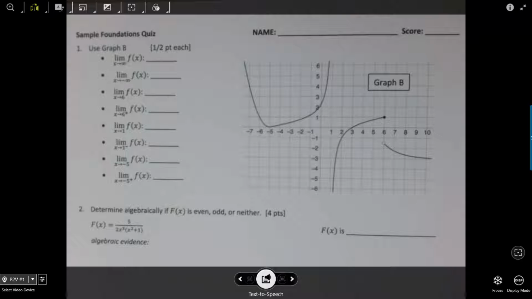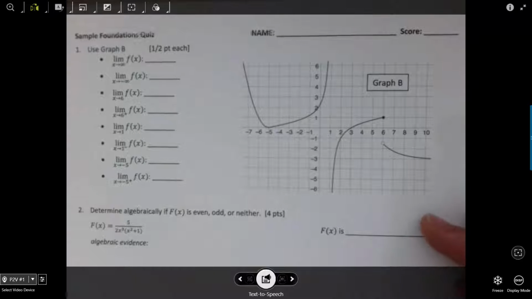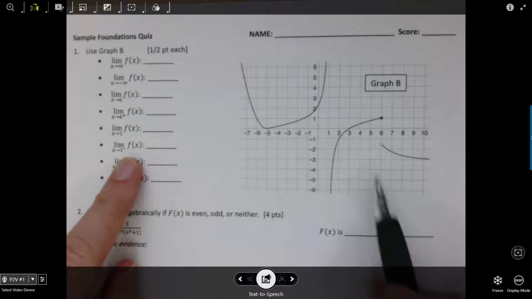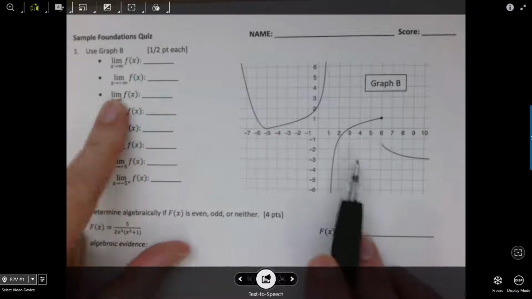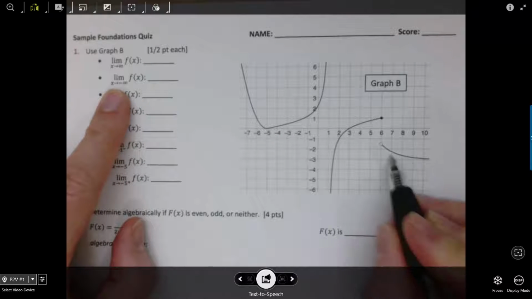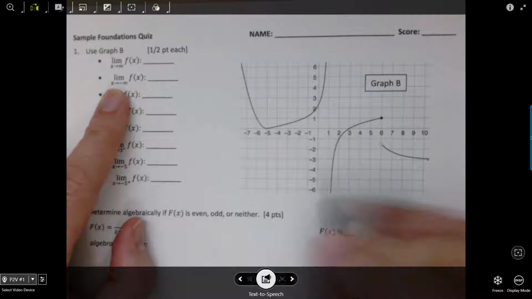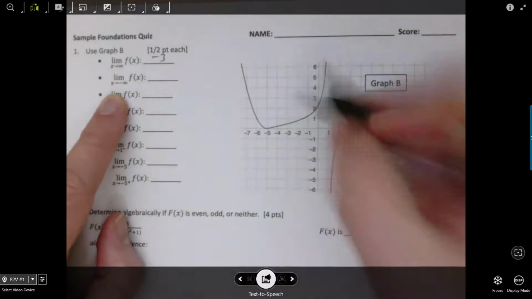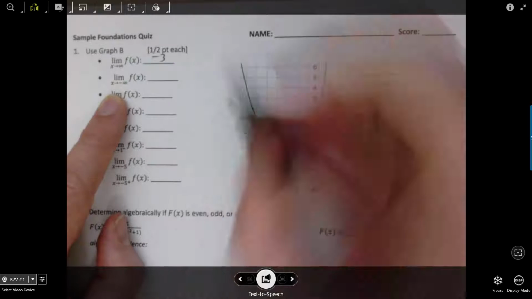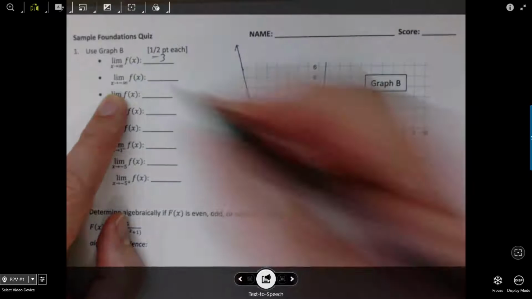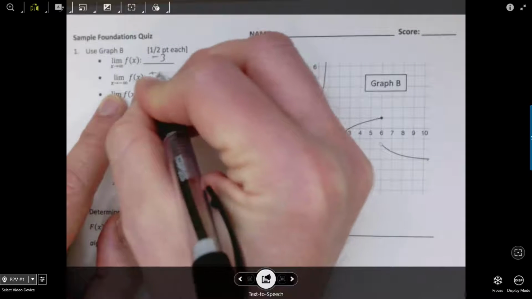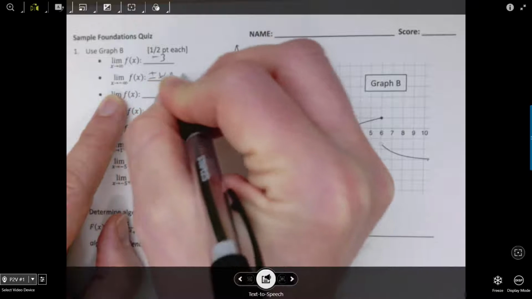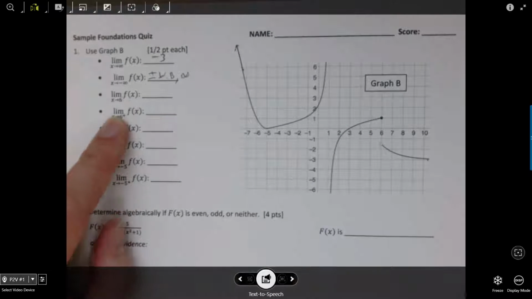So problem 1, most people did pretty okay on this, so let's just go through this one quickly. Here, limit as x approaches infinity. It looks like as x gets very large, y values are approaching -3. Here, as x approaches negative infinity, as the x values are going this way, the y values seem to be going up forever. So my favorite answer is increasing without bound, but I would also accept positive infinity.